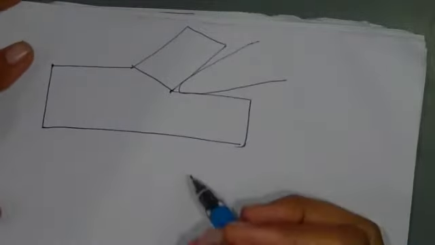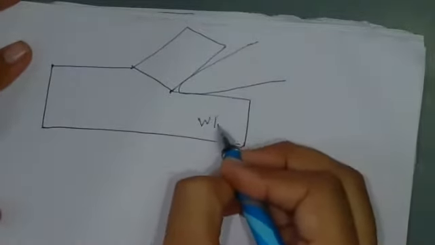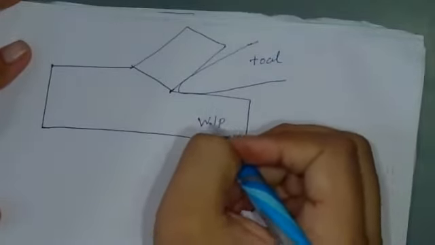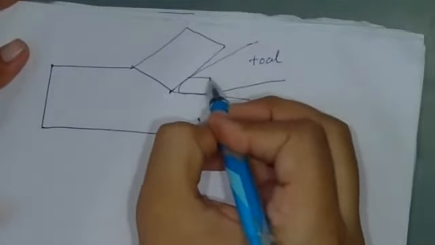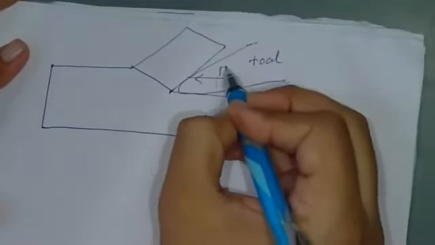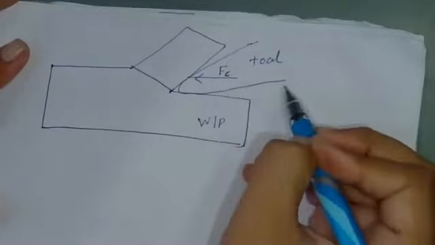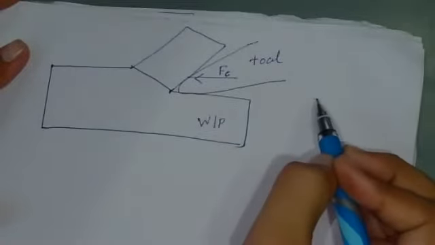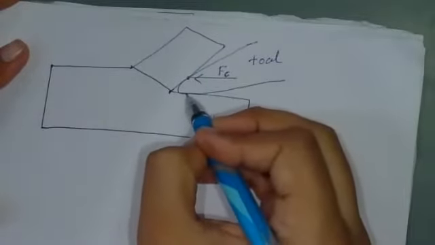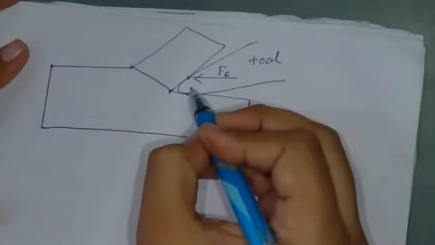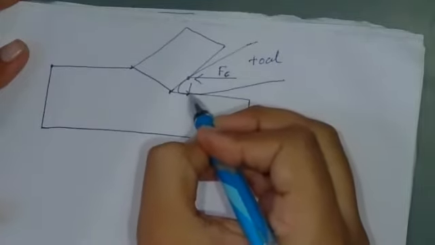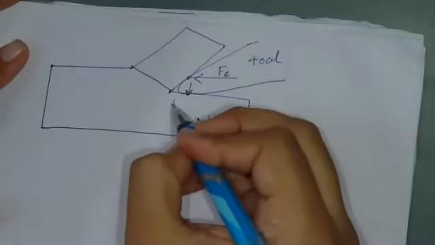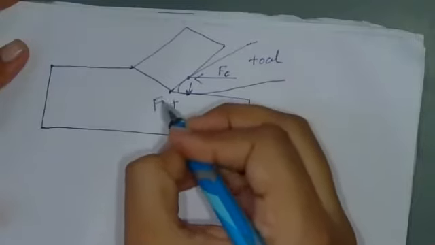So here you see, let's say this is the workpiece, this is the cutting tool. Then there is this force, the cutting force, which acts in the horizontal direction by the cutting tool. This cutting tool also exerts some force on the base, which is called the flank, and this force is called the thrust force.